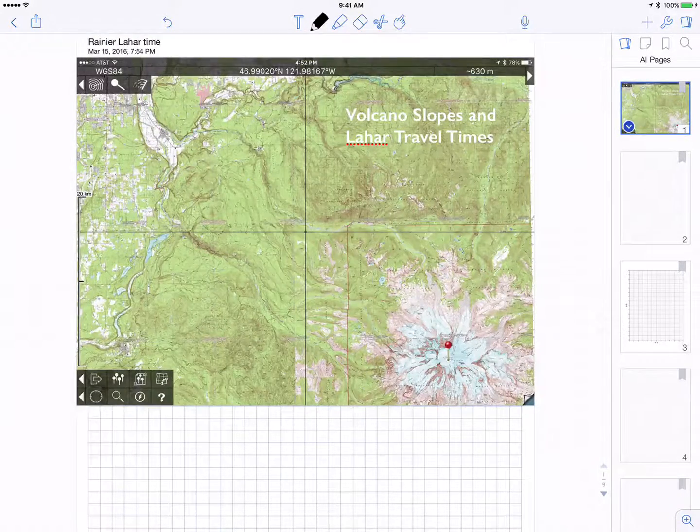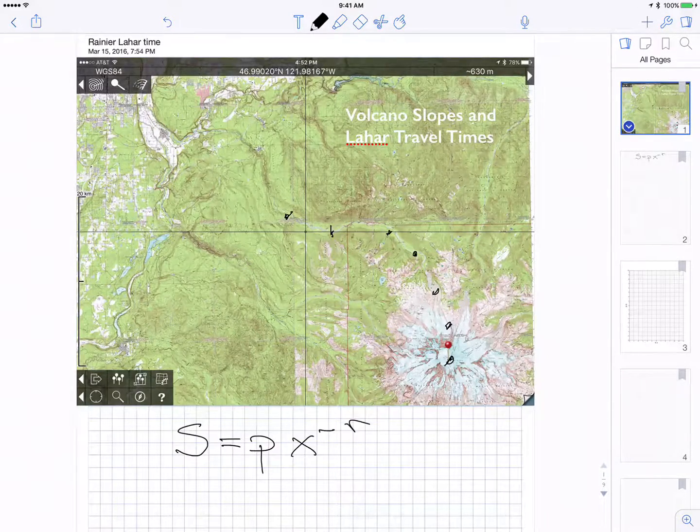Now we're going to work on Lahar travel times. We've already determined the slope at a variety of points down a particular path, and with that information we can characterize the shape of the volcano and use that to determine our times. Remember, the formula we have says that the slope is equal to p, a constant we will determine, times distance down from the top, which is x, raised to the minus r power.